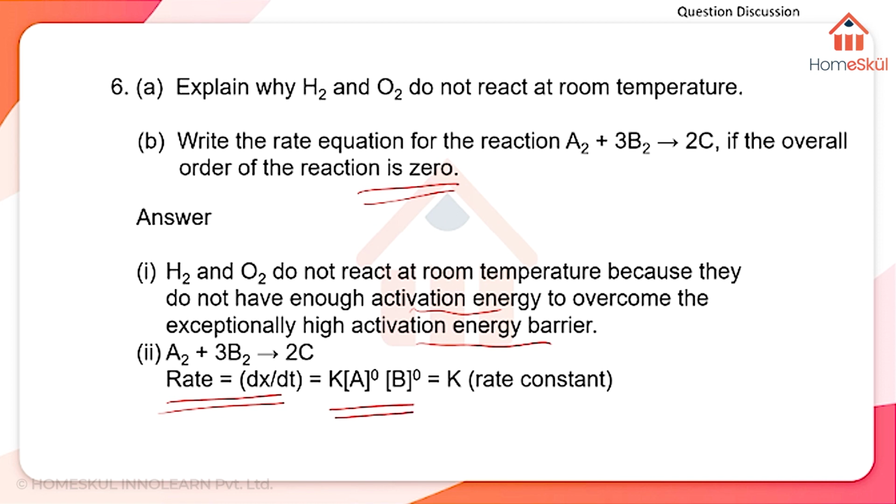according to the rate law, we can represent rate is equal to k into concentration of A raised to 0 into concentration of B raised to 0. These powers are 0 because the order is 0. And anything raised to 0 is 1. So k into 1 is k itself. So we get the rate constant as such.